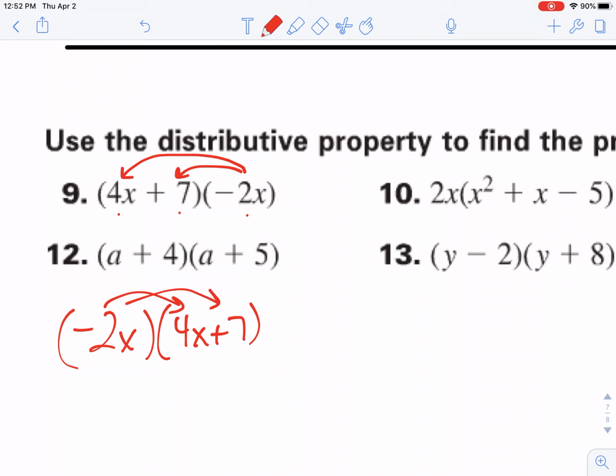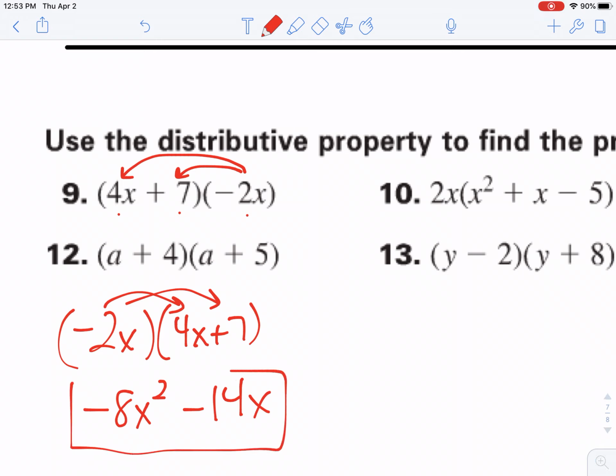Negative 2x times 4x is negative 8x squared. And then negative 2x times 7 is negative 14x. And that's it. Done. You have just distributed. And that is the answer to number 9.